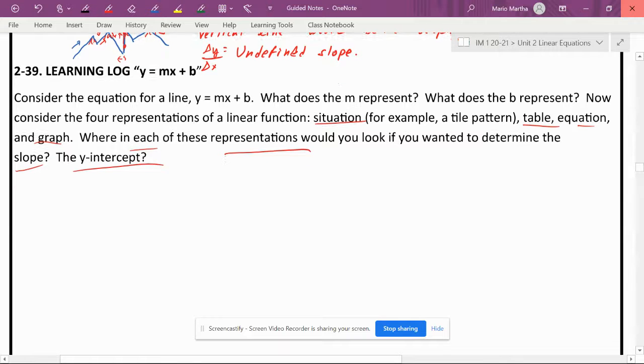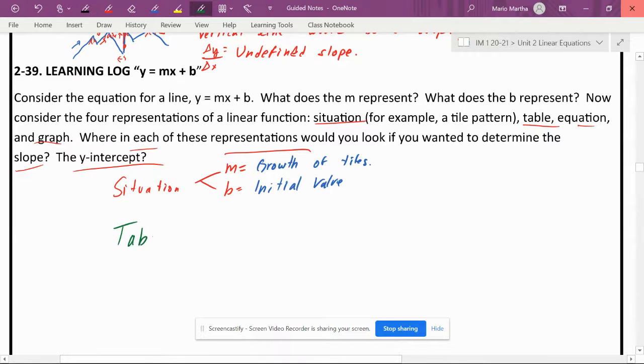So here, if we're looking at a situation, which was our tile patterns, and we're looking for the slope and the y-intercept, where can I find those two? In this case, m would be the growth of the tiles. And then b would be considered our initial value, or starting value.